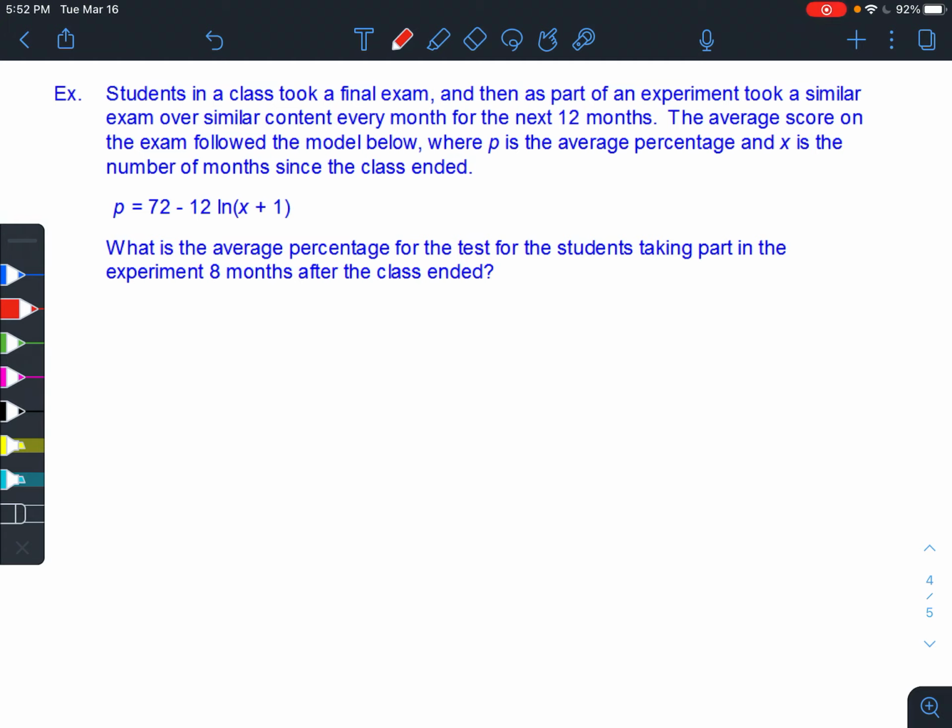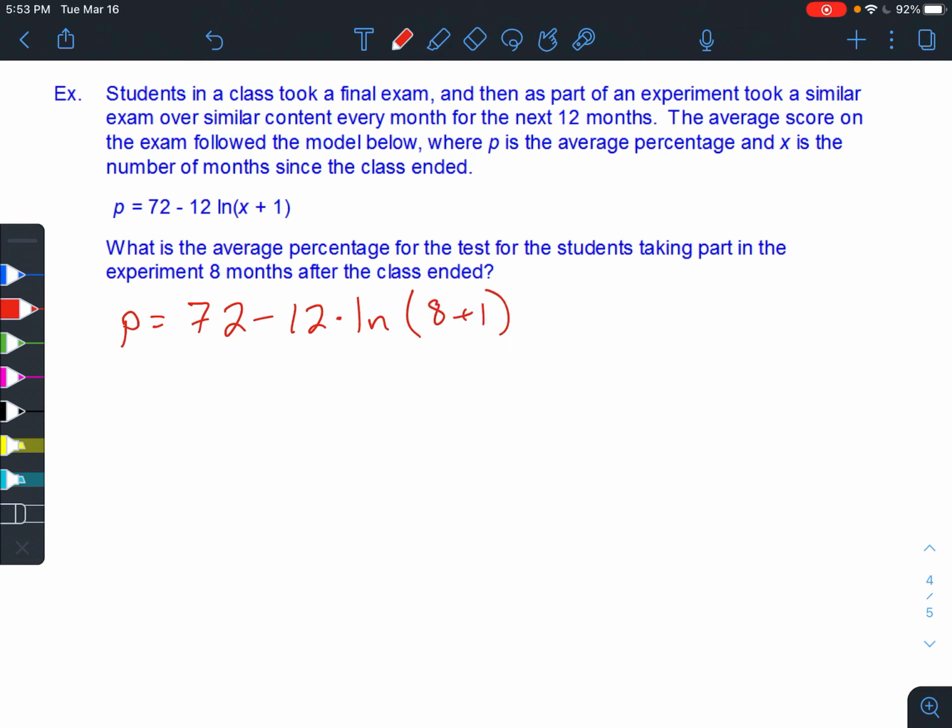So we've got our formula there, 72 minus 12 times the natural log of X plus 1. And what's the average percentage for the tests for students taking part in the experiment 8 months after the class ended? Now again, it does say that X is the number of months, so basically here we go. P equals 72 minus 12 times, and if you want that times sign in there, go ahead and put it, natural log, and 8 is the number of months. In this case, it's 8 plus 1.